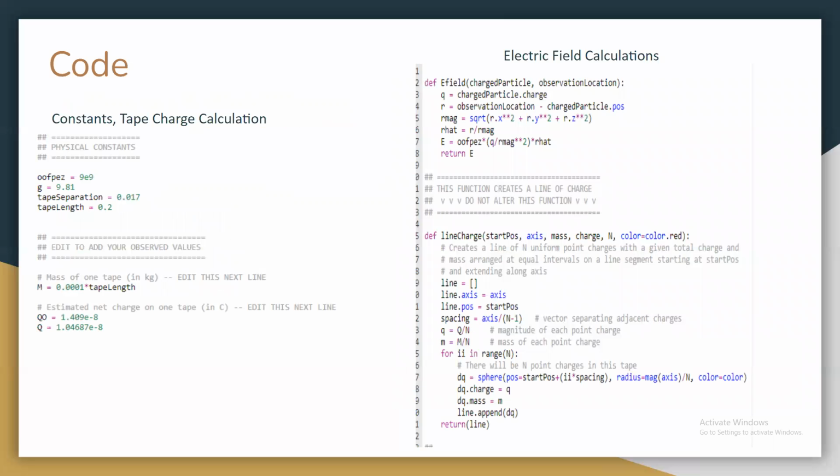Here's my GlowScript model. After inputting my constants and observed values, we calculated the electric field emitted from the tape and calculated the rod of point charges. Finally, we can see the implementation of these two methods.